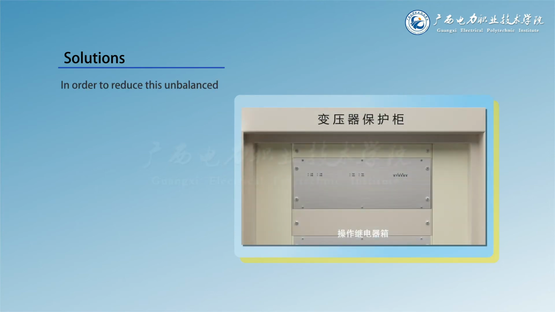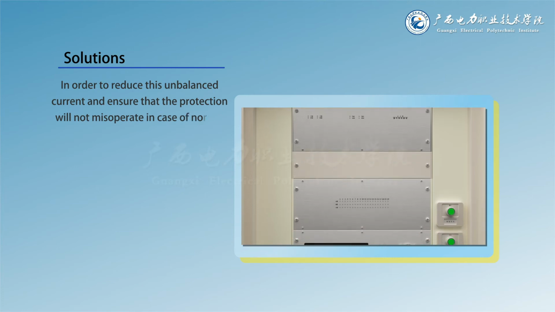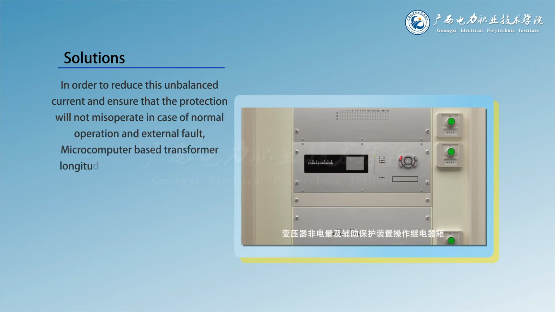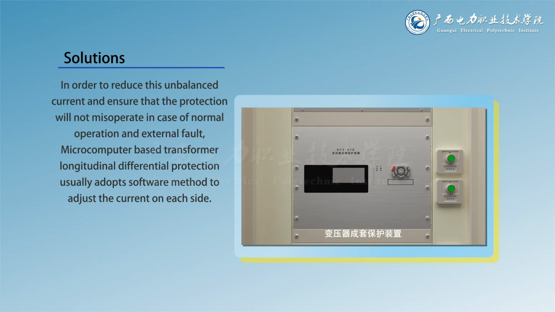In order to reduce this unbalanced current and ensure that the protection will not misoperate in case of normal operation and external fault, microcomputer-based transformer longitudinal differential protection usually adopts a software method to adjust the current on each side.